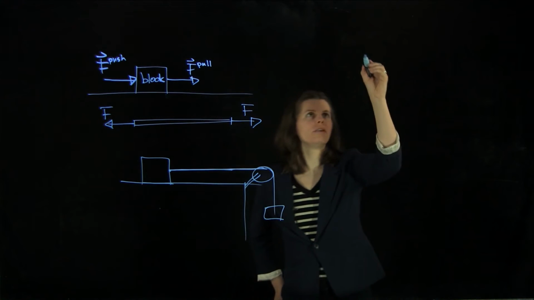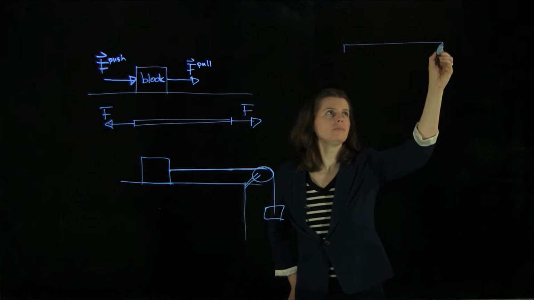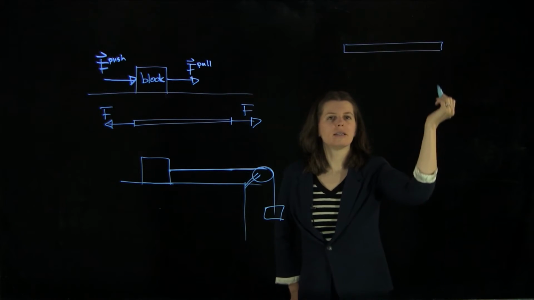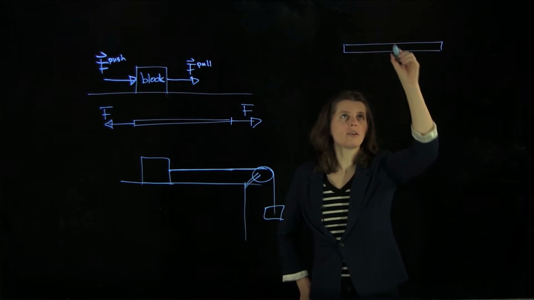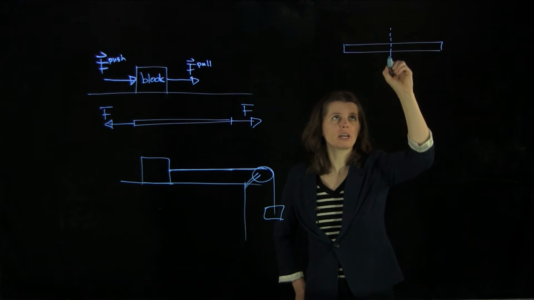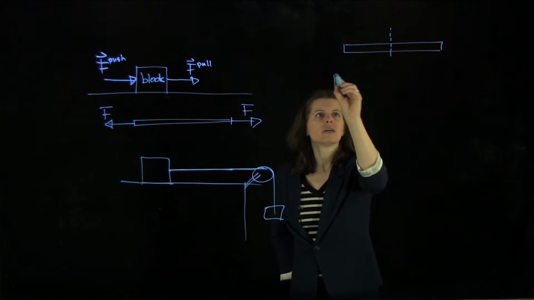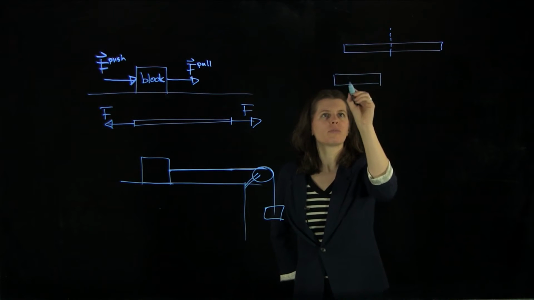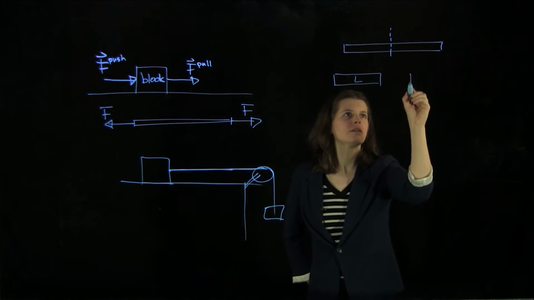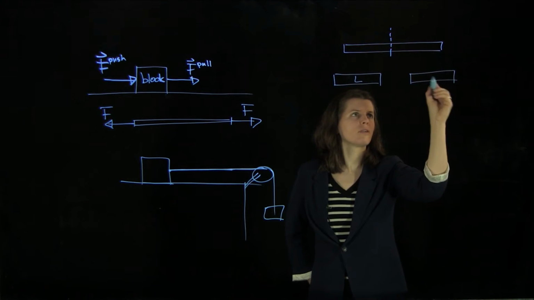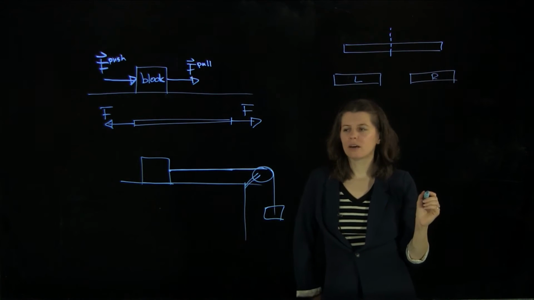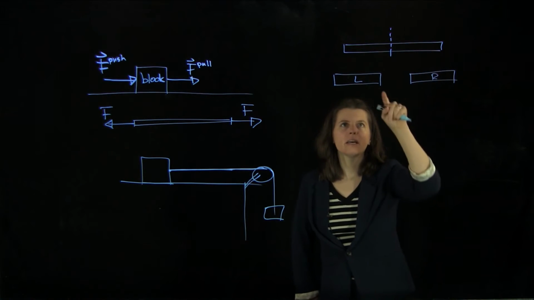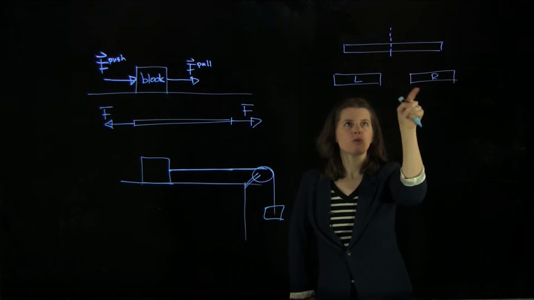So let's draw another string. And this is our string. And let's take an imaginary cut right through the middle here. And I'm going to draw both pieces here. This is the left part, and here is the right part. And what's happening in this rope here now?